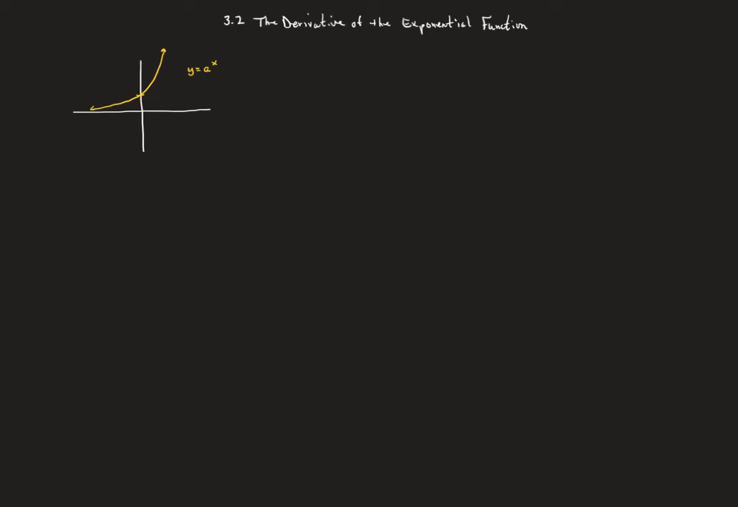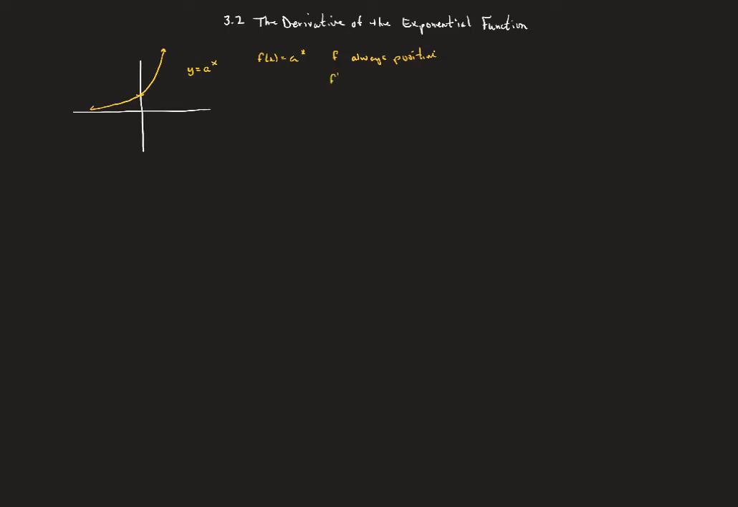So in section 3.2, we're going to talk about the derivative of the exponential function. We're not going to try to prove it, but just looking at the graph of y equals a to the x, there are some things we can notice. The original function, if we call it f of x equals a to the x, is always positive. We can see that it's increasing from left to right for the whole domain.